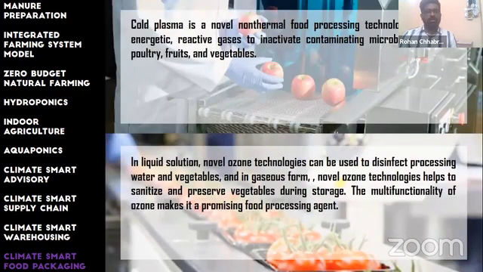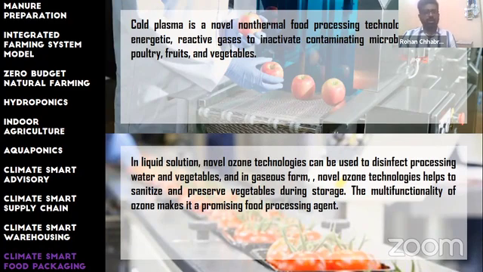Then climate smart food packaging. There are two novel techniques. First is cold plasma, and second is ozone technology. Cold plasma is a novel non-thermal food processing technology that uses energetic reactive gases to inactivate contaminating microbes on meats, poultry, fruits, and vegetables.